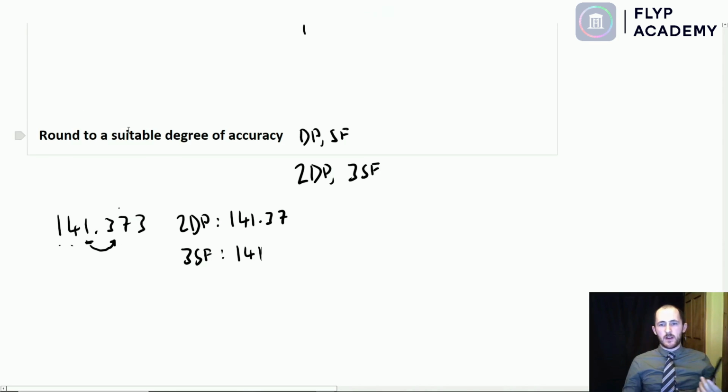And the reason why there aren't always exam questions for this is because it's part of the question. They'll say, round your answer to 2 decimal places, round your answer to 3 significant figures, round your answer to the nearest whole number, etc. All you do is you use this method here, and that will be it. So hopefully that was all very useful for you, and you're ready to tackle the next section.